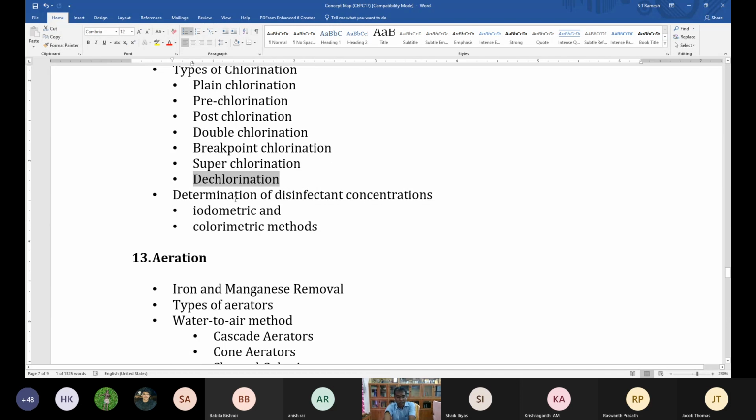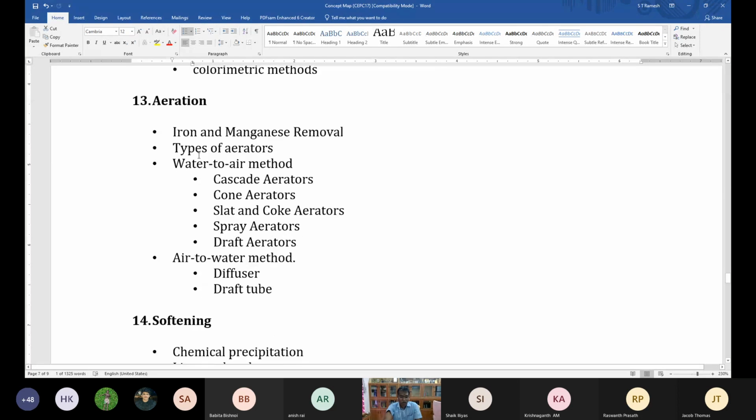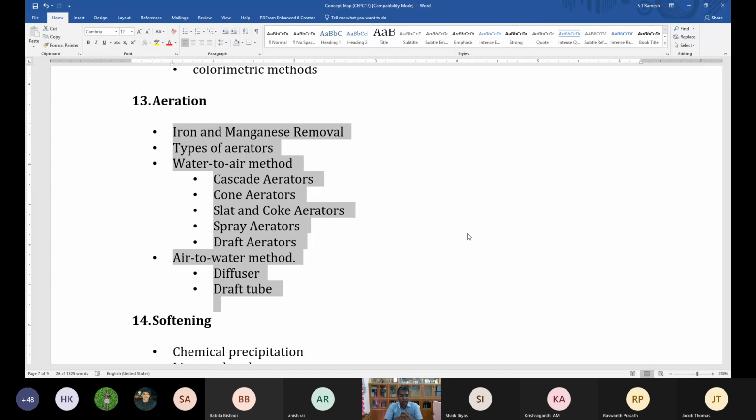Okay, so this covers the entire surface water treatment layout or treatment chain. In the case of groundwater, you have to be cautious with iron and manganese. How to remove iron and manganese from the water is simple: by simple aeration methods. That you would have seen.